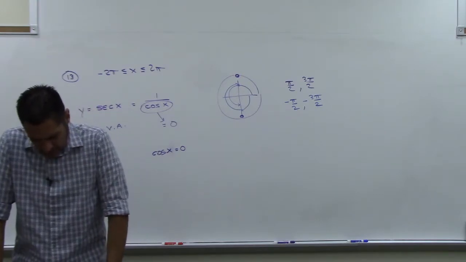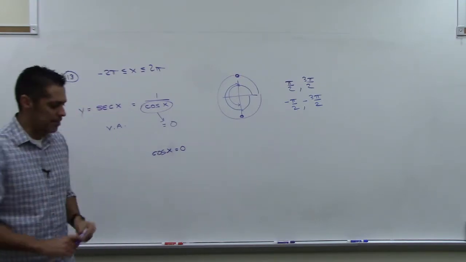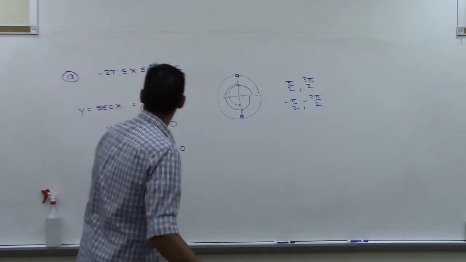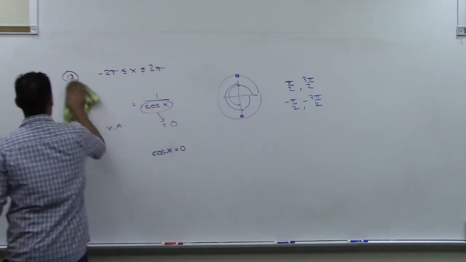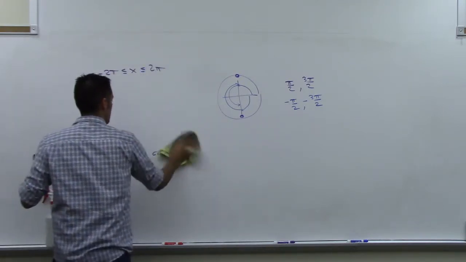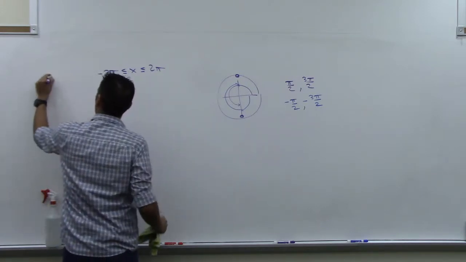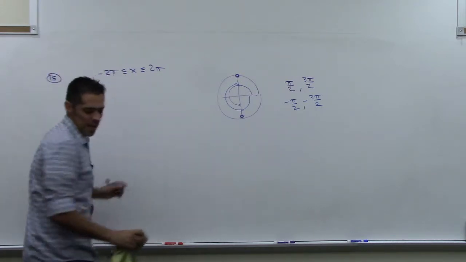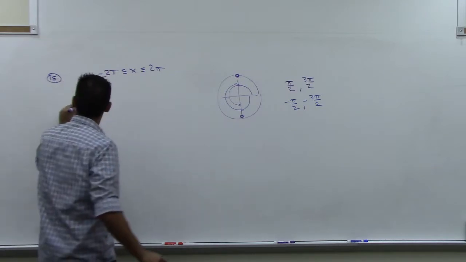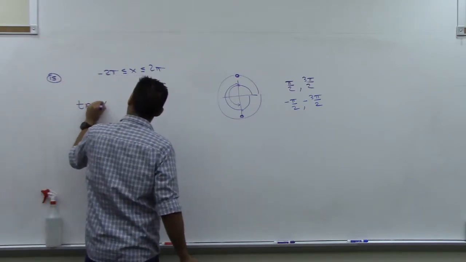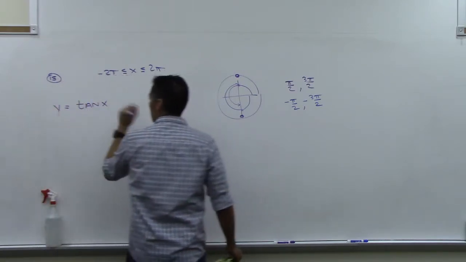15. Where does the tangent function have vertical asymptotes? Now I'm going to leave this up here for a second. Number 15, it's the same interval. It wants to know when does tangent x have vertical asymptotes?